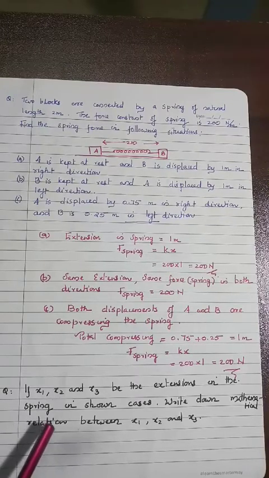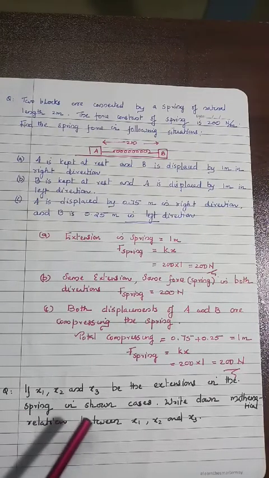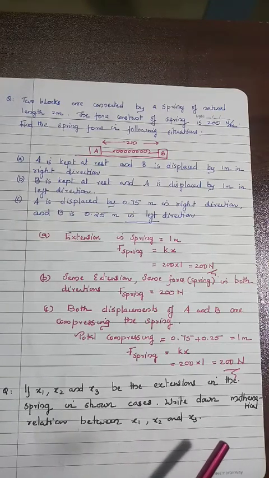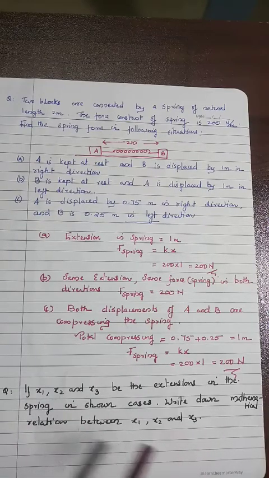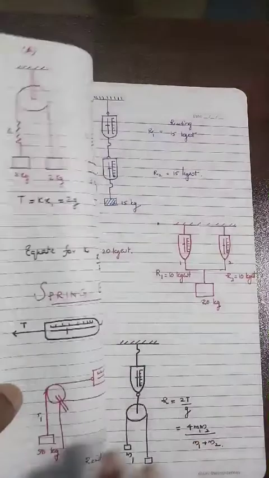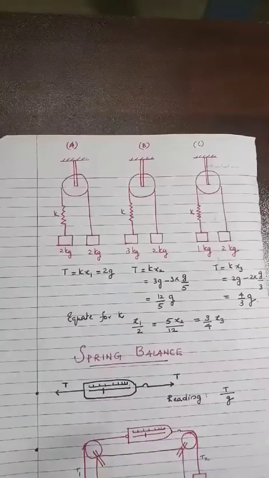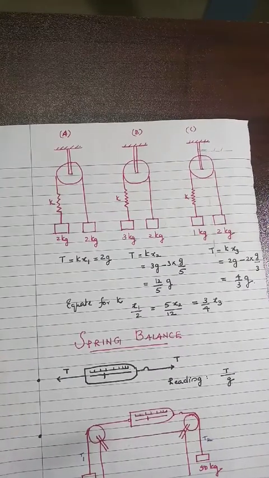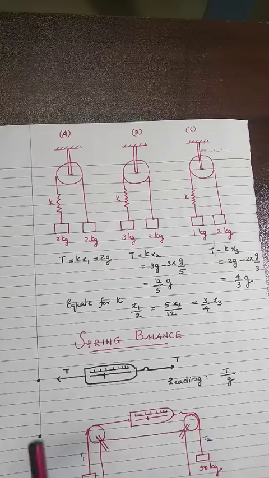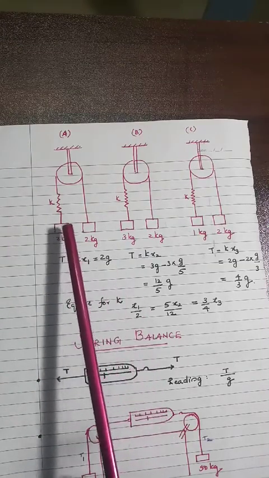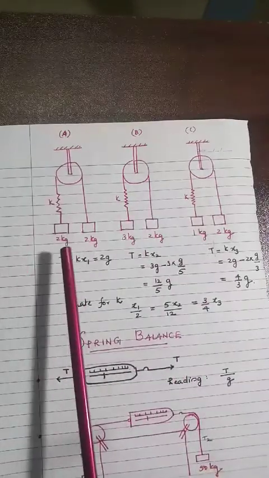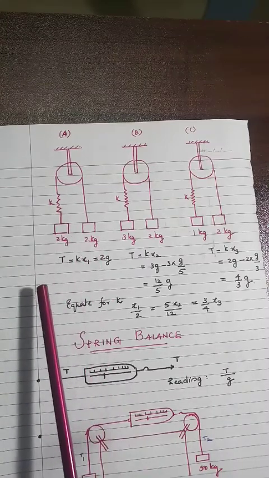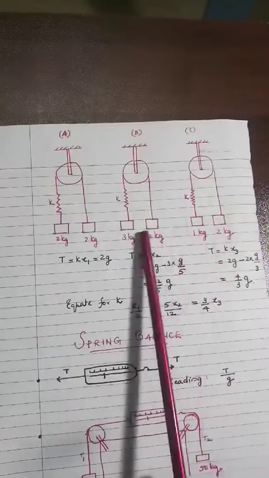A good question is waiting. Very good question. If x1, x2, x3 are the extensions in the spring as shown in the cases, write down the mathematical relations between x1, x2 and x3. Look at the figures. We are waiting with x. Very good questions. Look at the figure. Just compare the masses hanging on the different strings. Here the three springs are there. In the first, the pulley system has hanging equal weights, but in the other two cases it is different.